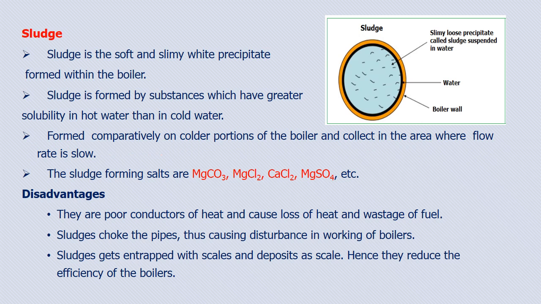Now, in boilers we have four troubles, but today we are going to cover only one topic, that is sludges and scale formation in the boilers due to hardness in the water. Sludge is the soft, slimy, white precipitate formed inside the boiler. So here you see the black spots. These are the precipitates which are floating in the boilers.